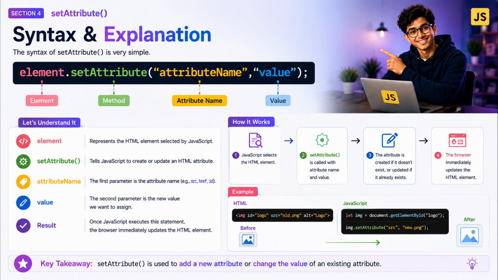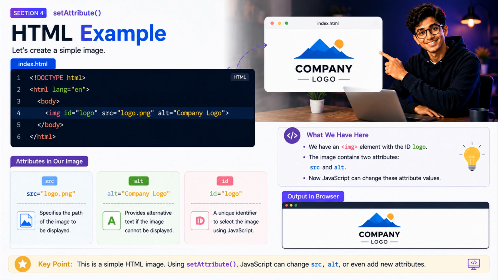Syntax. The syntax is very simple. element.setAttribute(name, value). Let's understand it. Element represents the HTML element selected by JavaScript. setAttribute tells JavaScript to create or update an HTML attribute. The first parameter is the attribute name. The second parameter is the new value we want to assign. Once JavaScript executes this statement, the browser immediately updates the HTML element.